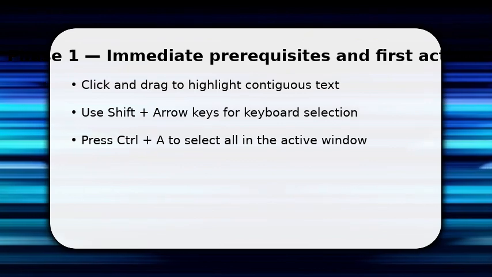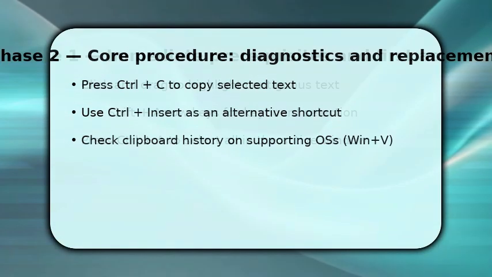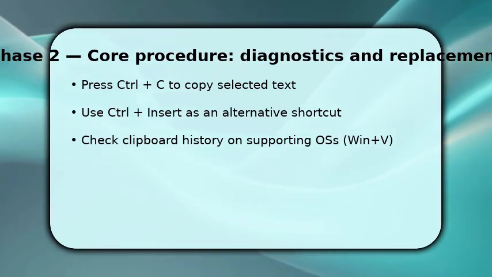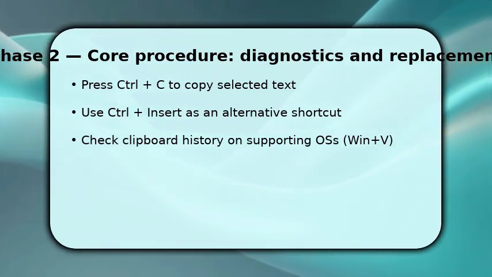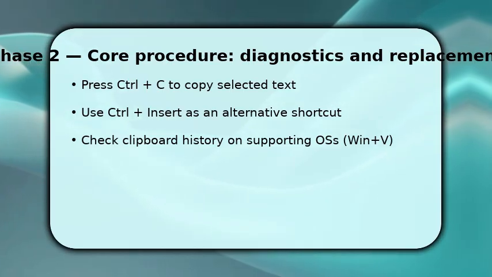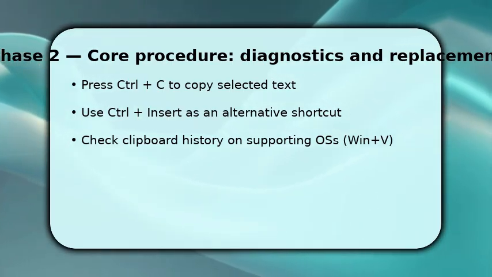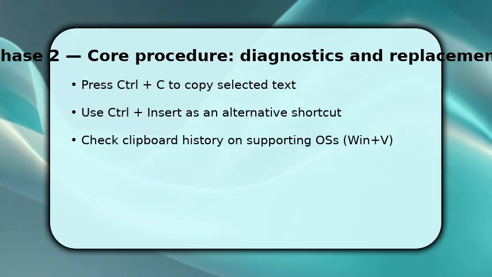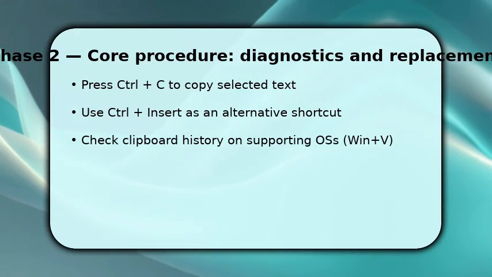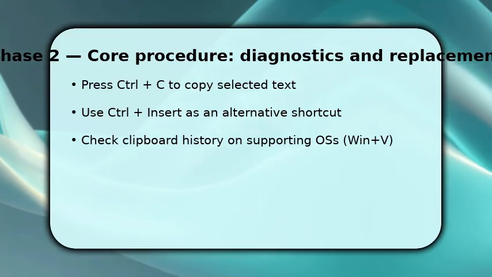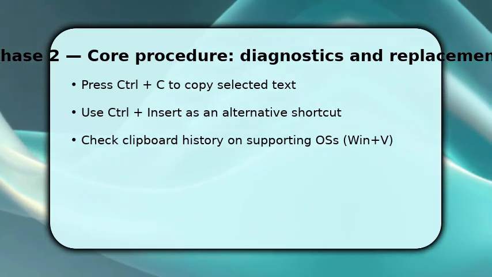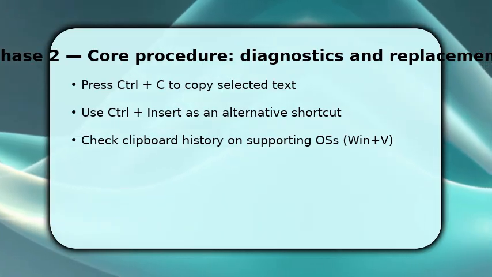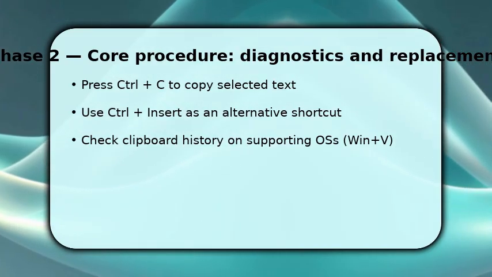After selection, copy the content so it's ready to paste. Press Ctrl+C, that stores the selection in your clipboard instantly. On some keyboards, you can also use Ctrl+Insert. Learn the alternative if your layout differs. Once copied, you can confirm by briefly pasting into a plain text editor, or, on Windows, open Clipboard History with Win+V to view recent items. This step isolates your data on the clipboard, letting you move it reliably to the next destination.